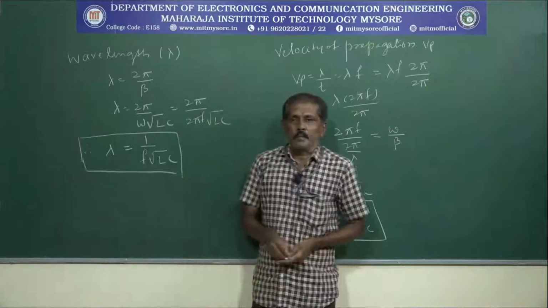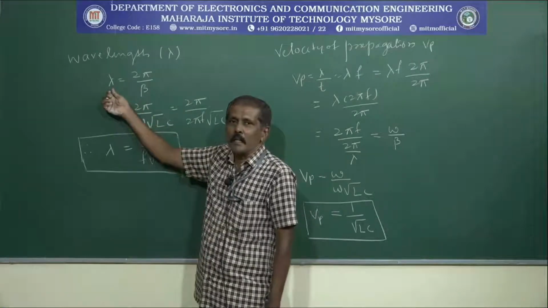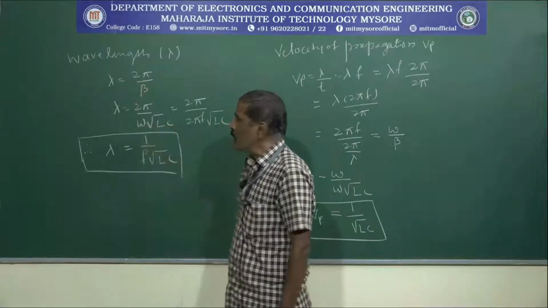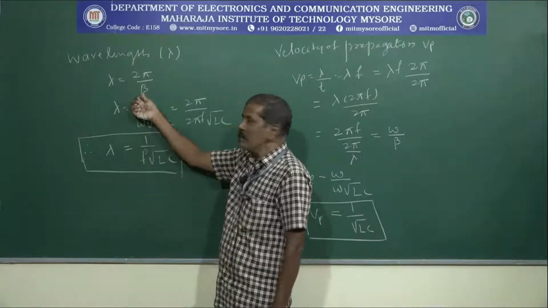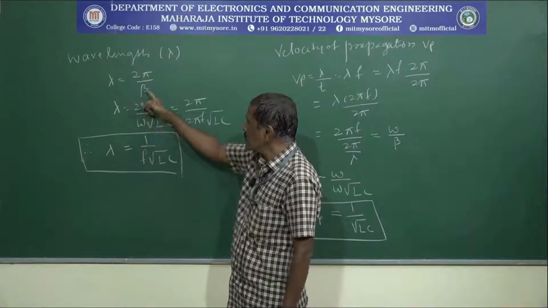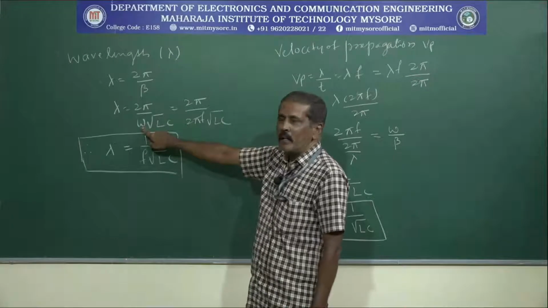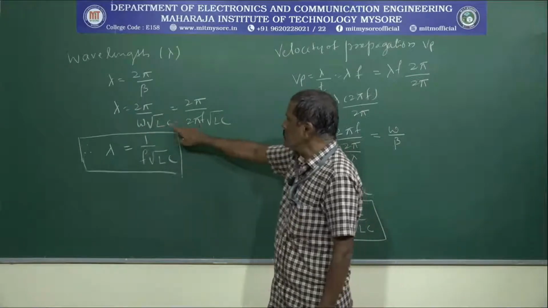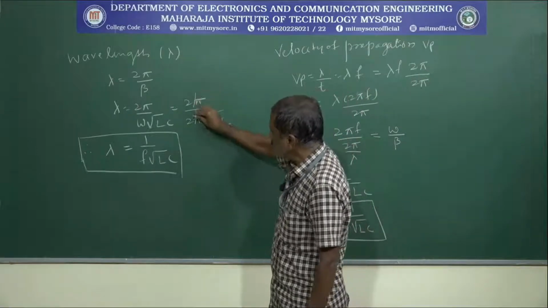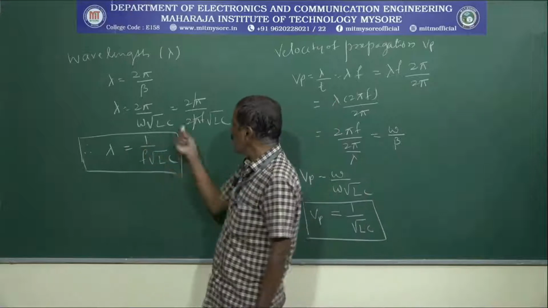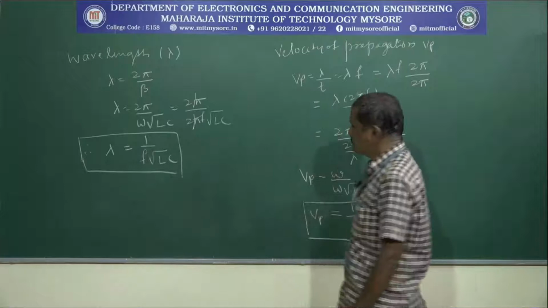Now, let us consider one more parameter, that is the wavelength. The wavelength is calculated by 2 pi by beta. So now lambda is equal to 2 pi by beta. We know that beta is equal to omega into root of L into C. Substitute this value of beta, and we know that omega is equal to 2 pi f. Substitute omega equal to 2 pi f in this equation and keep LC as it is. Then this 2 pi and this 2 pi will get cancelled, so we are left with lambda equal to 1 by f into root of LC.